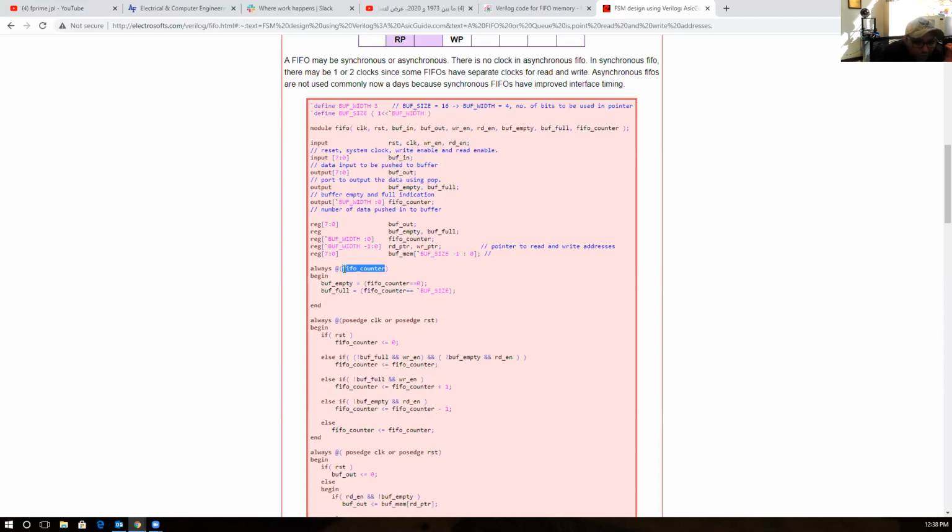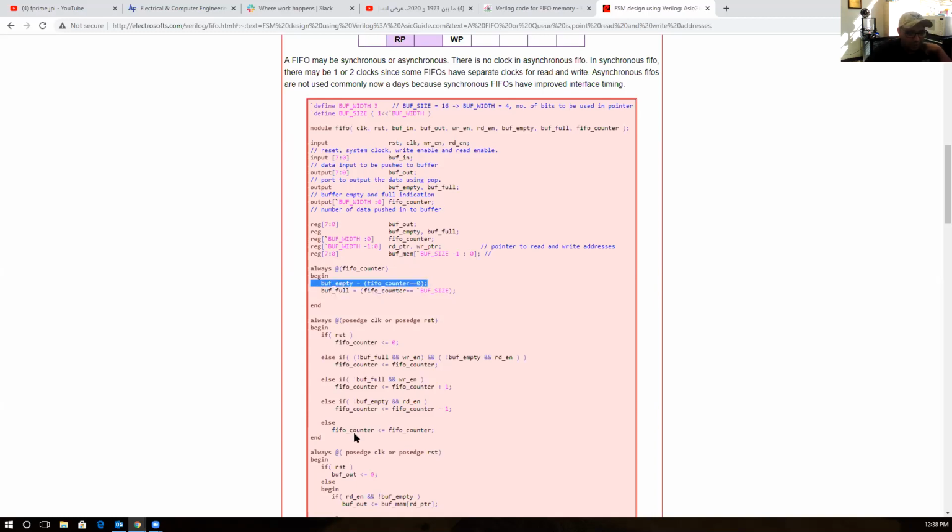Anyway, now I want you to think about this. Now we are using the beauty of the language. When I write always on FIFO counter, that means I'm looking for every movement of this counter. Then whatever is inside the block will be executed. Have you noticed? So every time the counter changes, I will be sure that buffer empty will be equal to 1 when FIFO counter equals 0. This is the way of writing it.